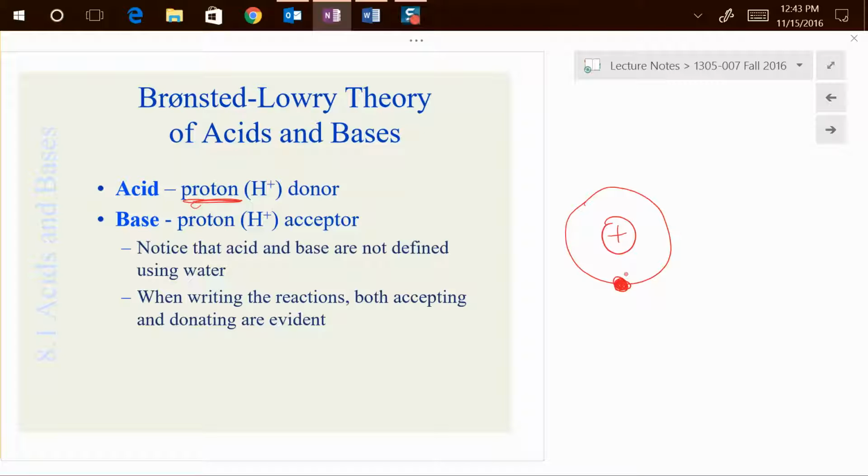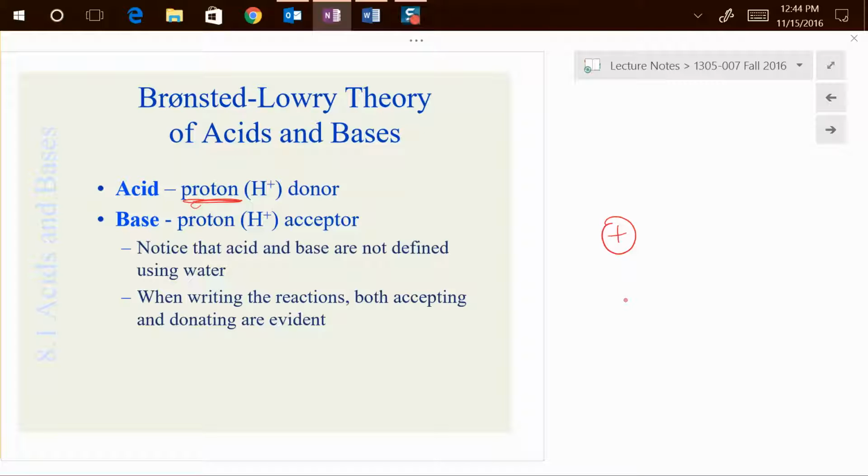How does anything become positively charged? How does lithium become +1 or sodium become +1? It loses an electron. So if hydrogen loses its electron, what's left? A single proton. That's all. It's a nucleus with a single proton in it. That's all hydrogen is. H plus ions are a single proton, and they go around and they protonate things.